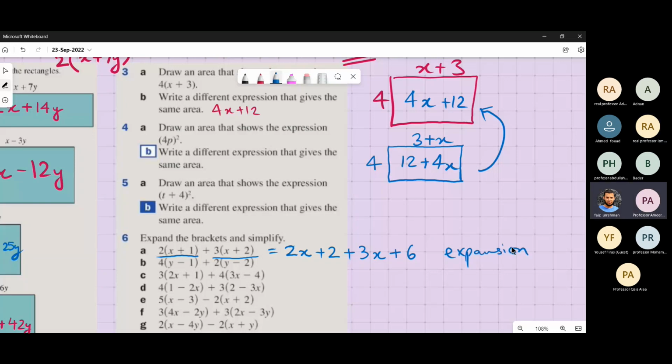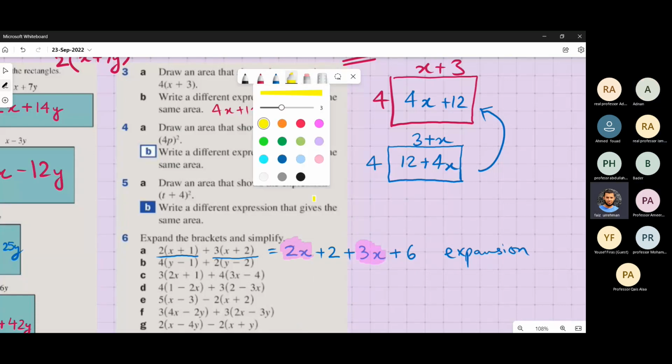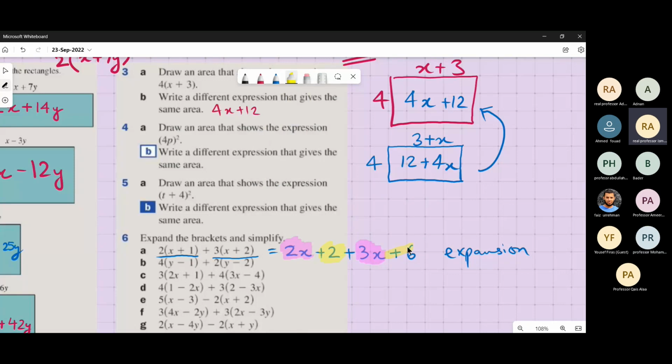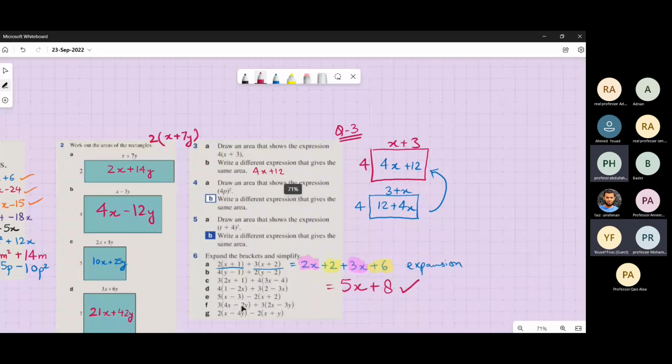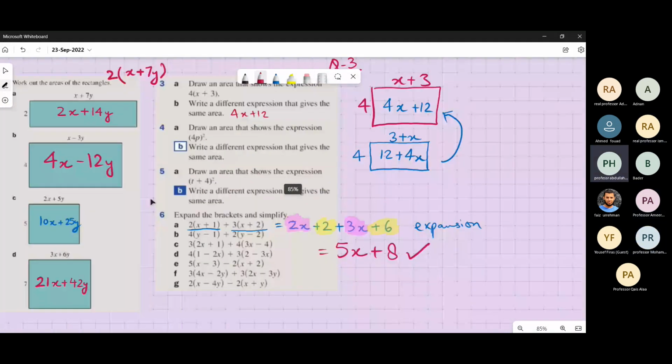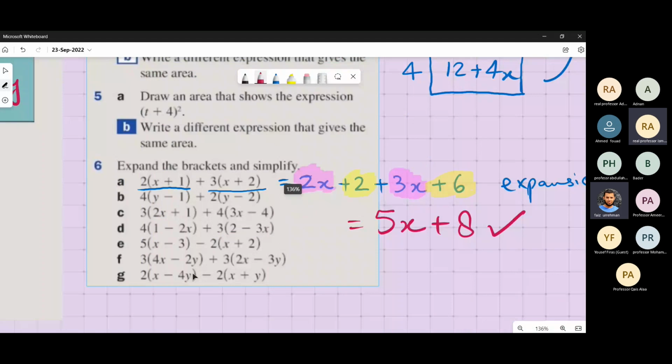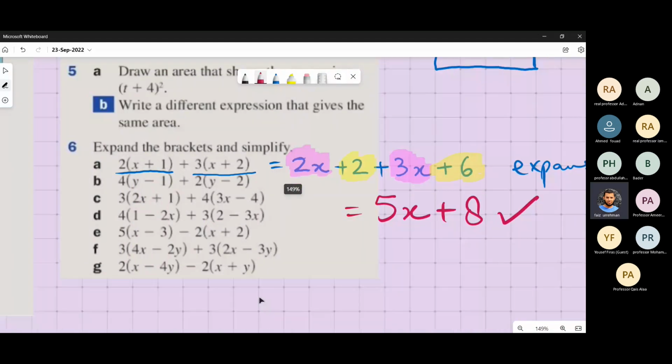Now, do you see something interesting? Yes, simplification. We find like terms. 5x plus 8. So we will get 5x plus 8. That will be our final answer, so easy. Clear? Yes, clear. Okay, so go for 6B.